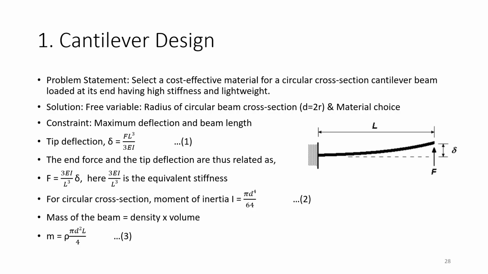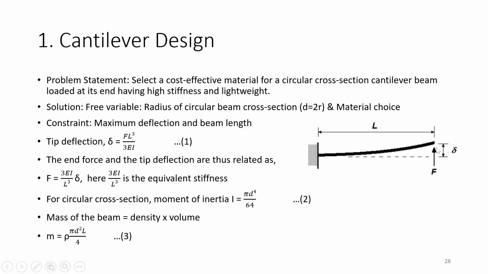So constraints can be maximum deflection and beam length. Tip deflection delta can be FL cube upon 3EI. The end force and the tip deflection are thus related as F equals 3EI upon L cube times delta. Here 3EI upon L cube is the equivalent stiffness. And for circular cross section, moment of inertia can be given as pi d to the power 4 upon 64. Here mass of the beam can be given as density times volume, so rho times pi d square L upon 4.